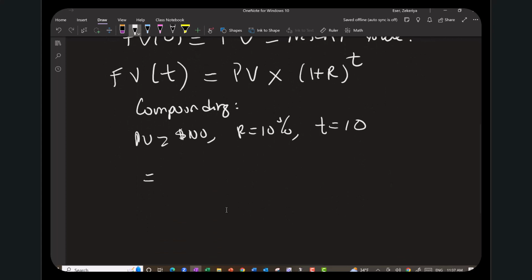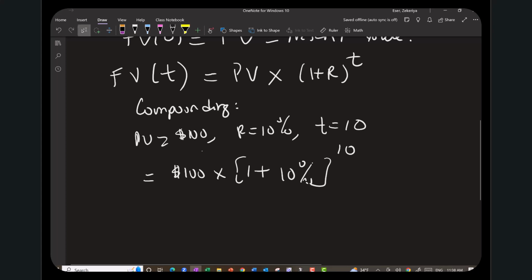Well, the answer is $100 times 1 plus 10% raised to the power 10. Since we're civilized people, you're not going to use your fingers, and you're not idiot savants. Again, I'm not using the term idiot savant in a pejorative sense. Some people can make that calculation in their head.